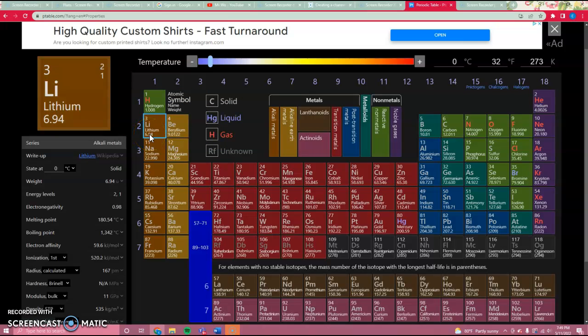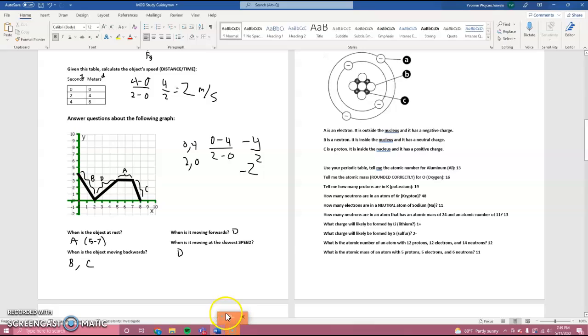Atoms always want to do the least amount of work possible. So it would rather just lose 1 electron than have to gain 7 electrons. So lithium loses 1 electron. When you are losing an electron, you are losing a negative charge. So that means that its charge becomes positive 1. It is losing a negative electron and becomes positive 1.